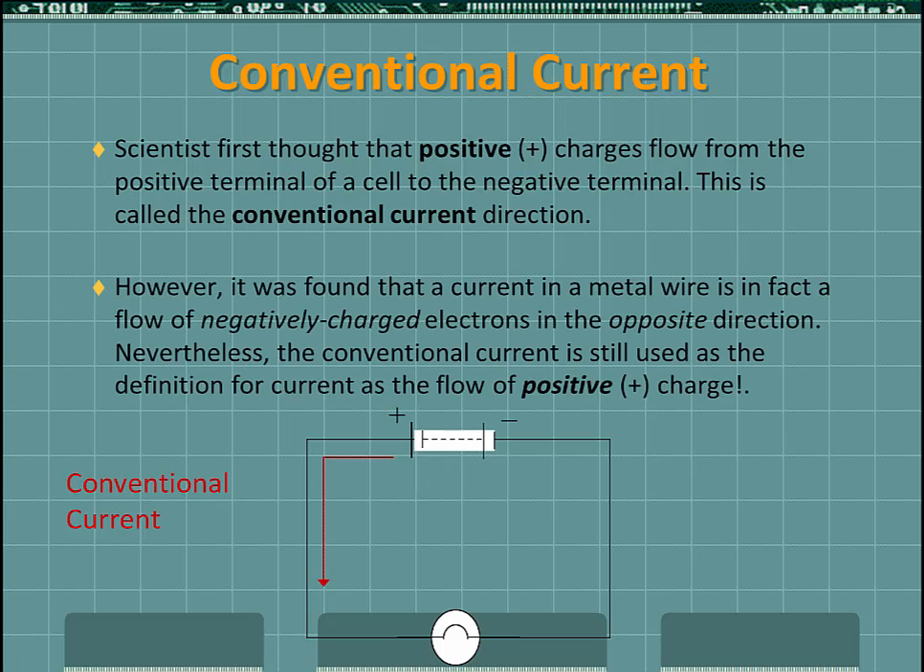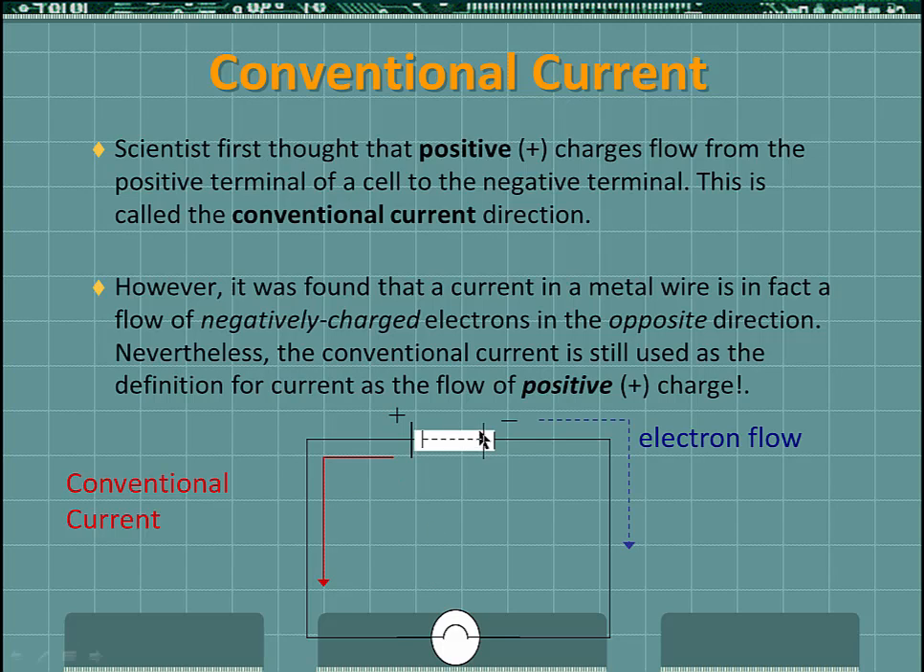However, it was later found out that in a metal wire, it's actually electrons that flow in the opposite direction. The electron flow is opposite to that, in this case, clockwise. But we still use the definition originally stated by Benjamin Franklin, which is that current is a flow of positive charge. In all our equations, everything is always defined from a positive reference frame.